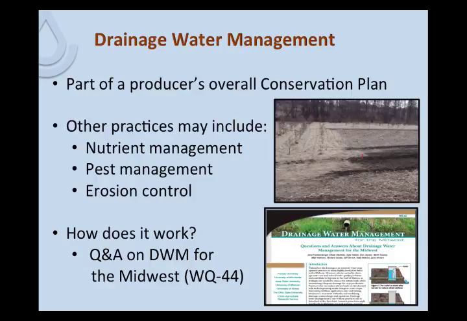Drainage water management is part of a producer's overall conservation plan. The plan may include other practices such as nutrient management, pest management, riparian buffers, and erosion control structures. This is just a list of a subset of practices available to producers. NRCS has over 150 conservation practice standards, which are candidates for inclusion in a site-specific conservation plan.